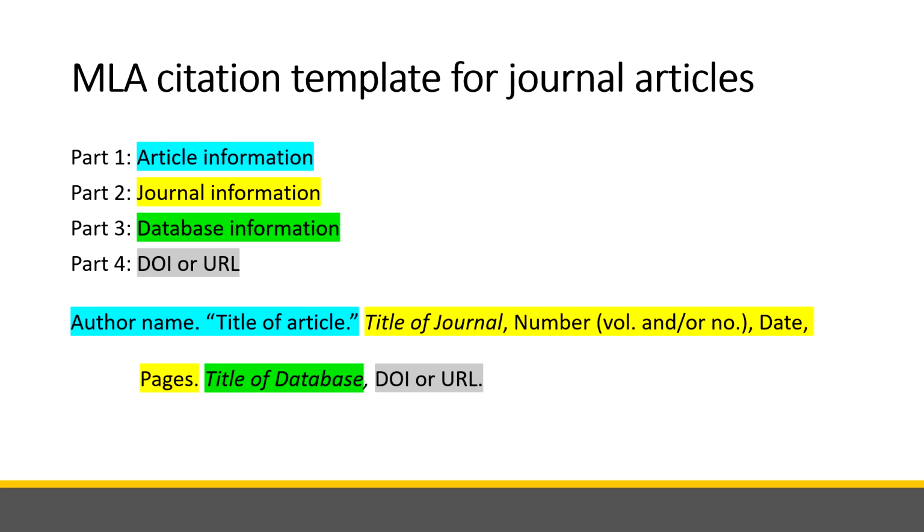MLA citations are organized by container, from the smallest to the biggest. MLA citations begin with information about the individual article, including the names of the article's authors and the title of the article. The title of the article is put in quotation marks. The next part of the citation is information about the journal, including the title of the journal, which is put in italics, the volume and edition that the article was published in, and the year that the article was published. The next part of the citation is the database you use to access the article, which is also put in italics. The last part is the DOI, which stands for Digital Object Identifier, or a permanent hyperlink to the article. This enables anyone who wants to access your article for themselves to easily find it.